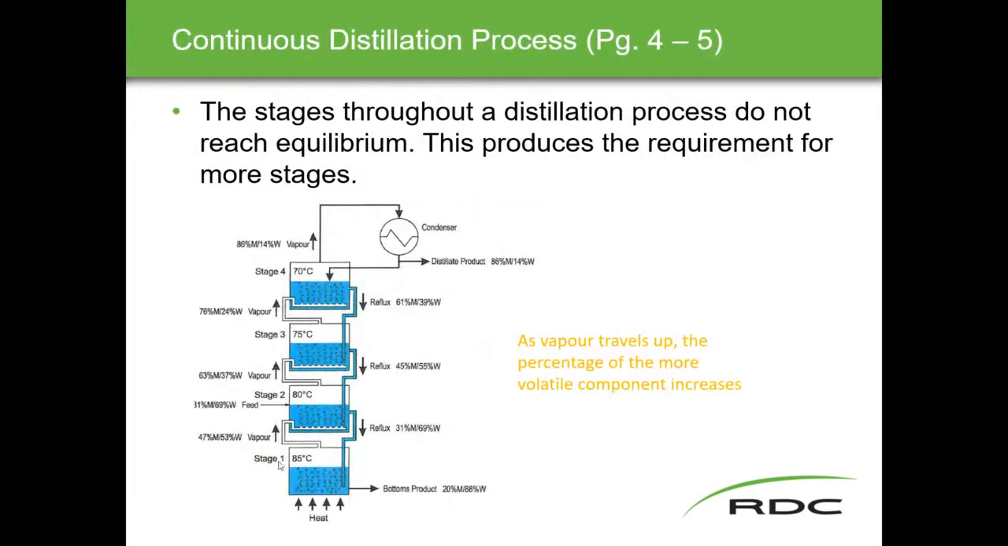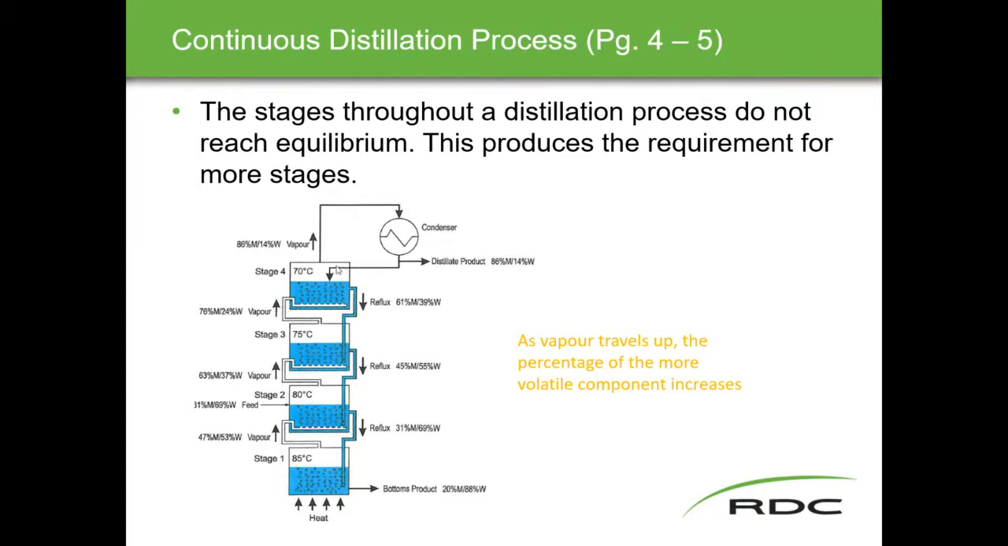So this is what I was talking about here, the temperature gradient going up the column: hotter on the bottom, colder at the top. And you'll see the concentration, 86% methanol coming off the top, and our feed was 31%. So it went from 31% on this tray to 63% on the second tray to 76% on the third tray to 86% at the top. So you can see that the more volatile component here, the methanol, is getting more and more concentrated as it goes up.